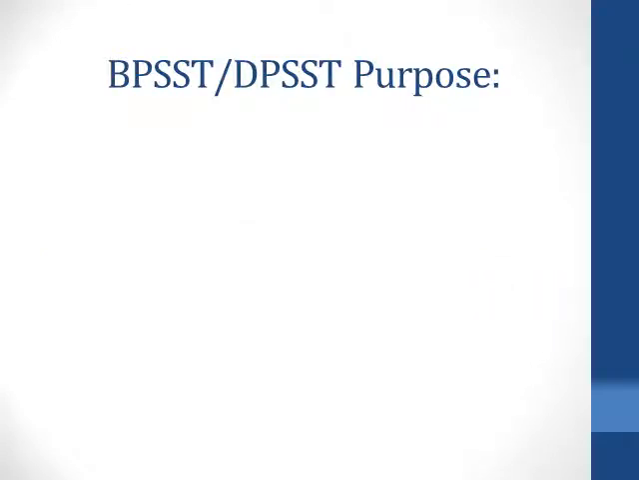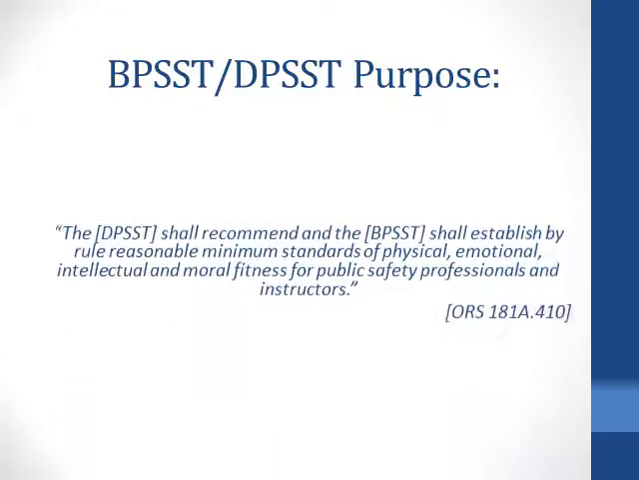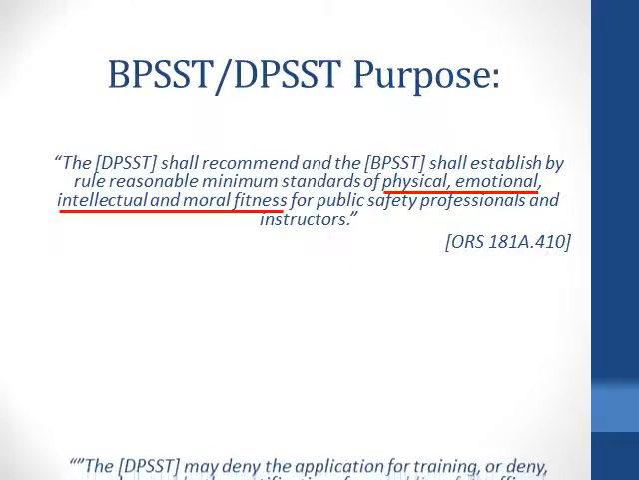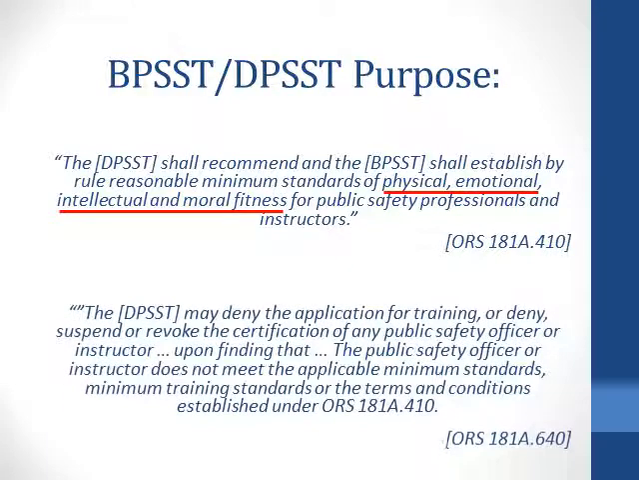To meet this mission, the Oregon Legislature granted the Board the authority to establish the minimum physical, emotional, intellectual, and moral fitness standards that are required to be met prior to the award of a public safety certification. The Board also has the authority to establish standards that dictate when and how public safety certifications may be lost for a failure to meet or maintain the established standards.